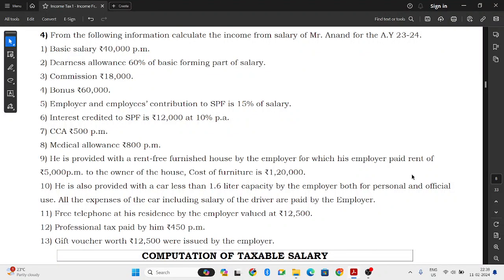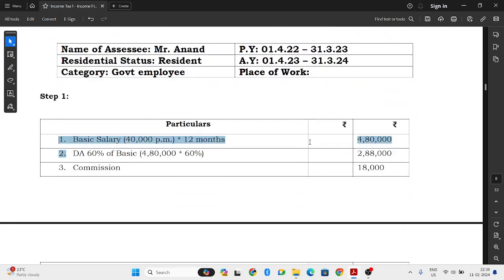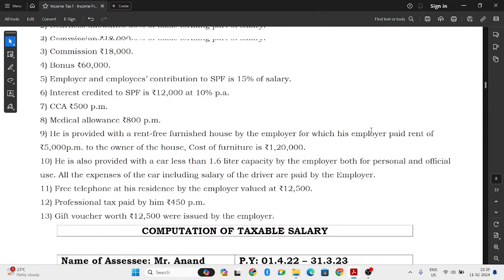In this particular video, we'll solve one more problem, a full-fledged problem from the income from salary chapter. From the following income of Mr. Anand, we need to calculate the taxable income from his salary. The basic salary is 40,000 per month. So 40,000 per month into 12 months is 4,80,000.